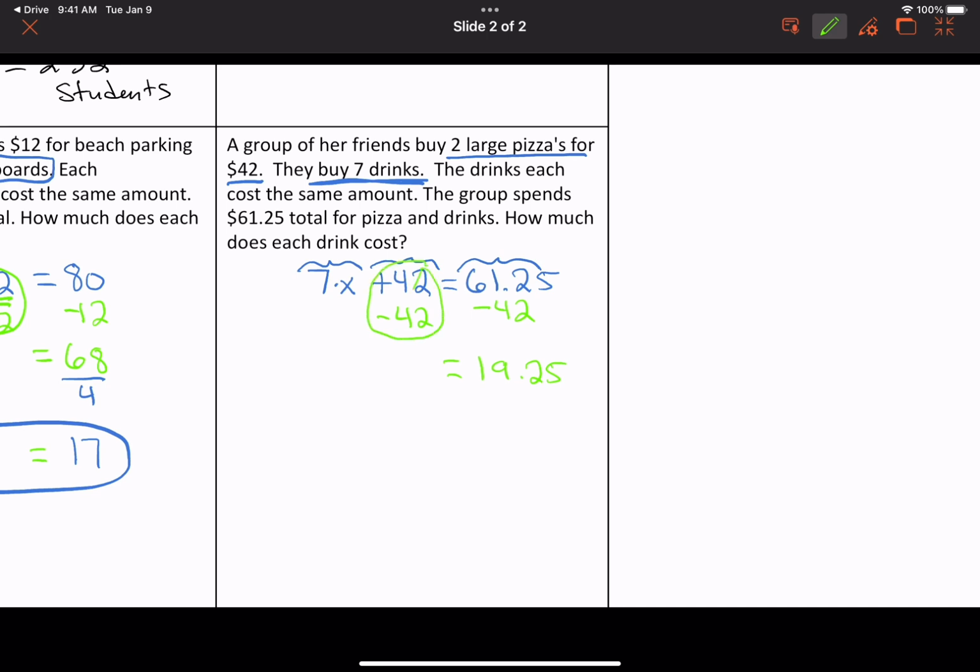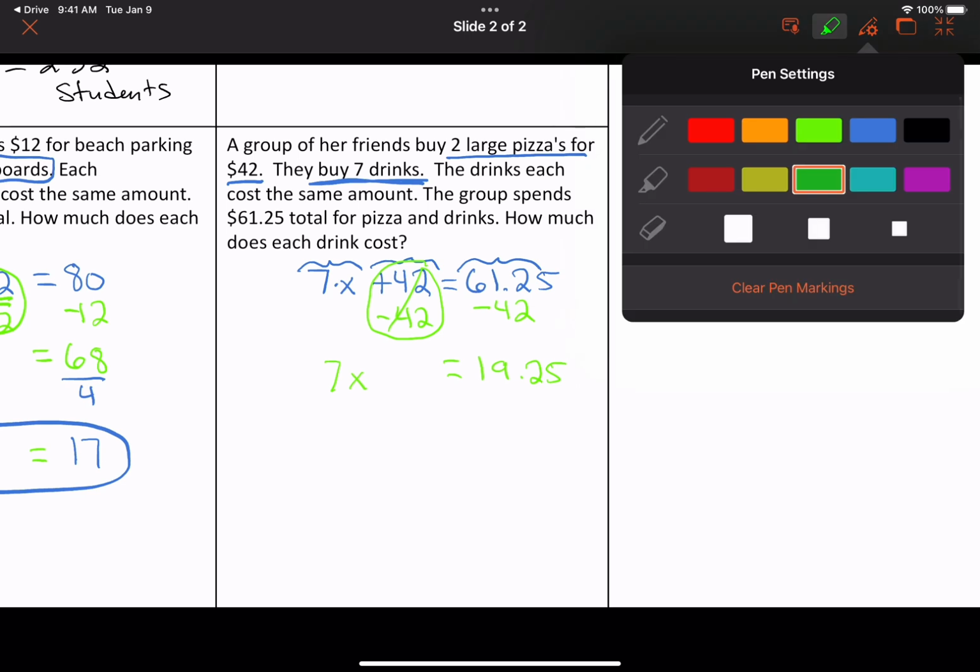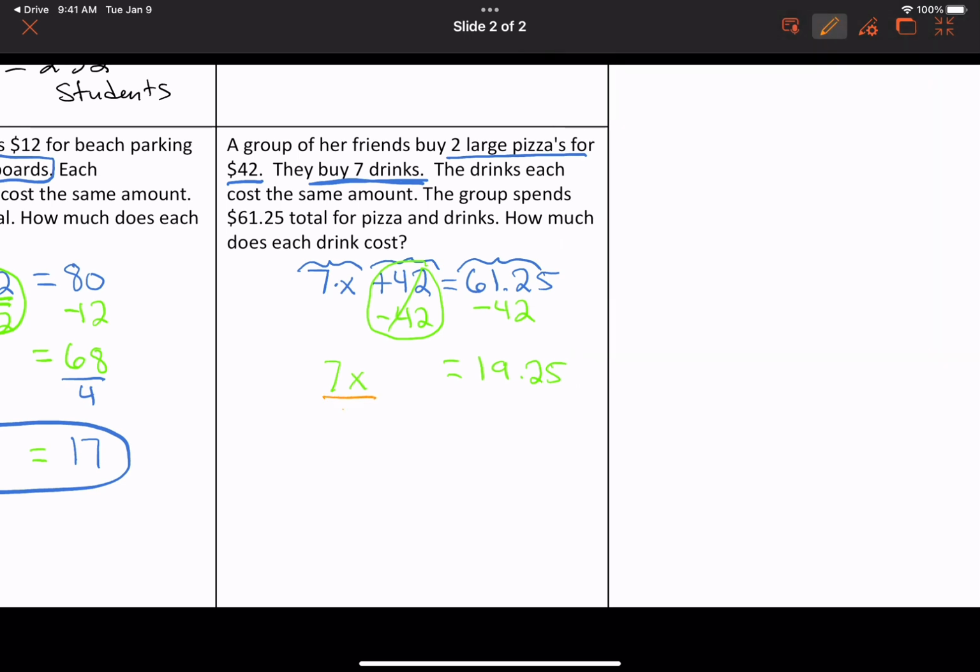42 minus 42 is 0, leaving us with 7x over here. Divide by 7 to get that x all by its lonesome. 7 divided by 7 is 1, so 1x equals 19.25 divided by 7, which is $2.75 per drink.